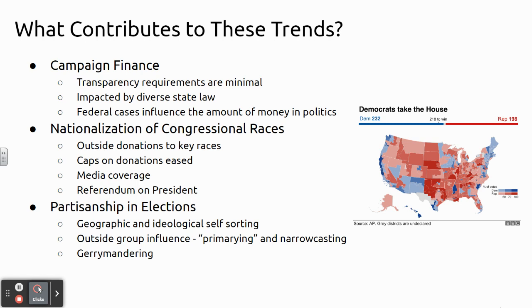Outside group influence, all right, primary and narrowcasting. This is interesting in terms of primarying, which is focused on having individuals lose their primary. This is intra-party competition. Within the Republican or Democratic Party, they may not feel as good about a candidate and know that this candidate is probably going to struggle when we get to the general election. So we want to oust this individual out of their seat. Maybe it is somebody that served as an incumbent, but that plays a role there.